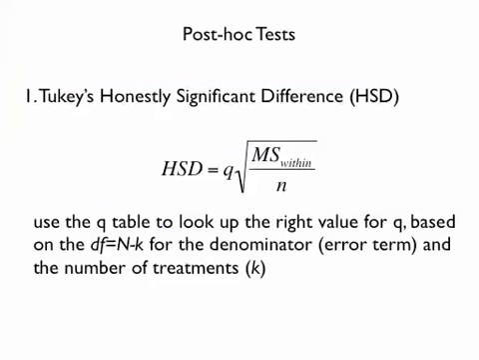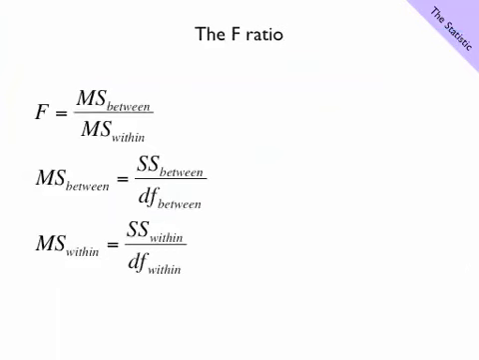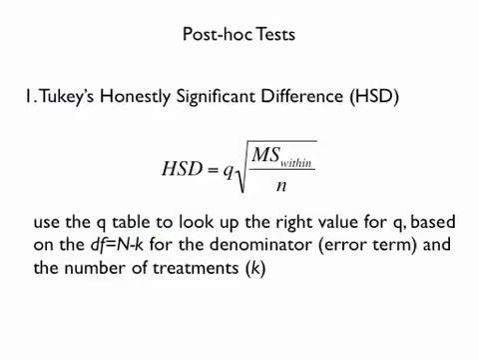Okay. So to calculate Tukey's, that difference that you need to show for it to be a significant difference is equal to Q times the square root of MS within over n. We already calculated MS within here. It's the sum of squares within treatments divided by the degrees of freedom within treatments. And you would divide that value by n and take the square root. What on earth is Q?